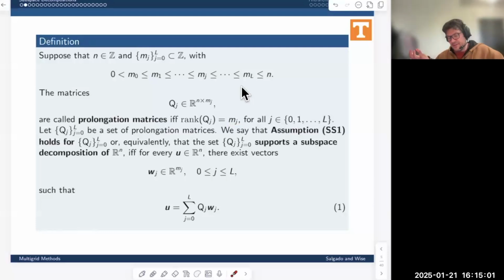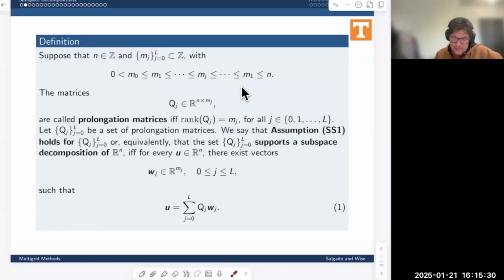And now you might say, well, that doesn't make sense. Prolongation matrix from the point of view of multigrid has a very specific function and form, and that's true. But it turns out, when we're developing this in a very general way, this is good enough. This is a good enough definition for these things called prolongation matrices. We just need them to have full rank. So they should have full rank for each j from 0 up to L.